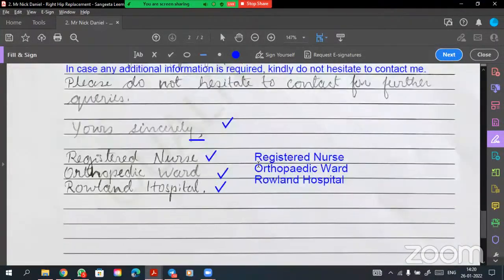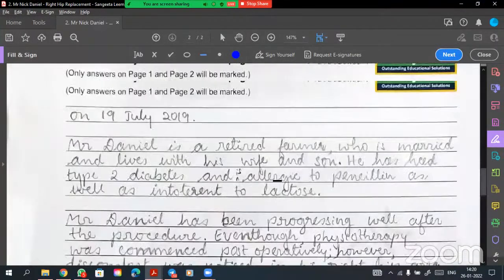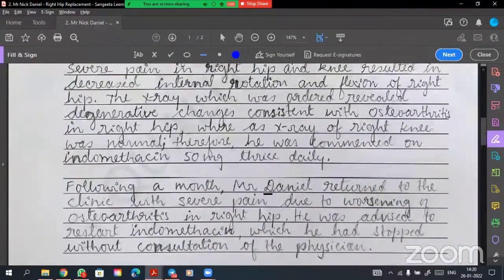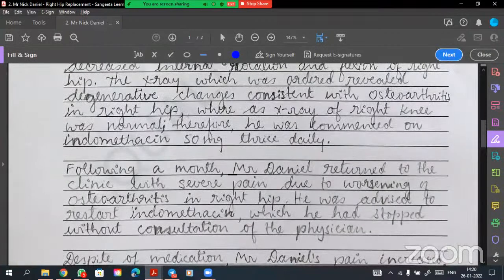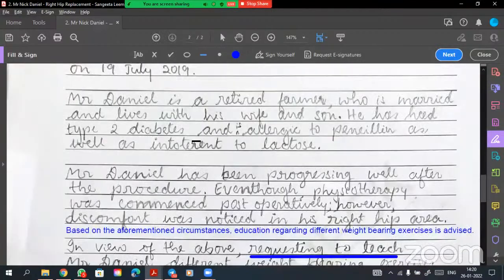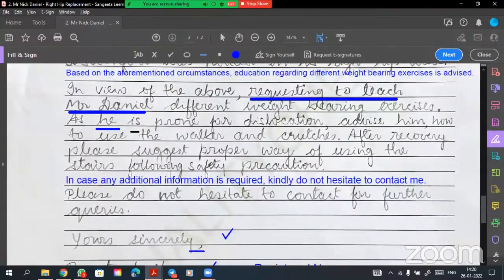Your letter is very lengthy, I think. You have to count how many words it is. If it is more than 250, it will be a problem for you. So 200, maximum 210, not more than that. As he is prone to dislocation, advise him how to use the walker and crutches.